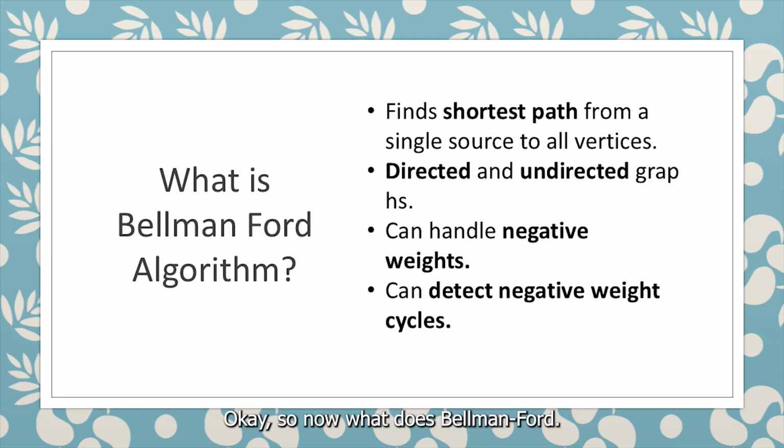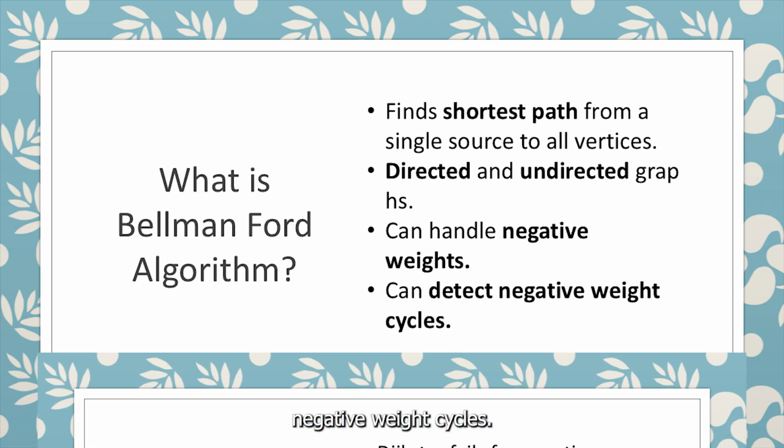Okay, so now, what is Bellman-Ford? The Bellman-Ford algorithm helps us find the shortest path from a single source node to all other nodes in a graph. It works for both directed and undirected graphs. And very importantly, it works even when the graph contains negative edge weights. Another strong feature is that Bellman-Ford can also detect negative weight cycles.